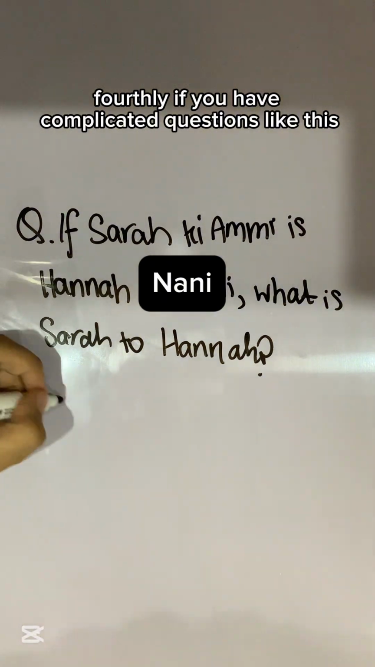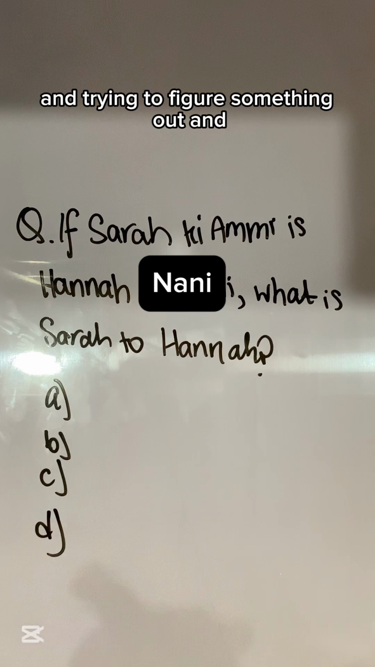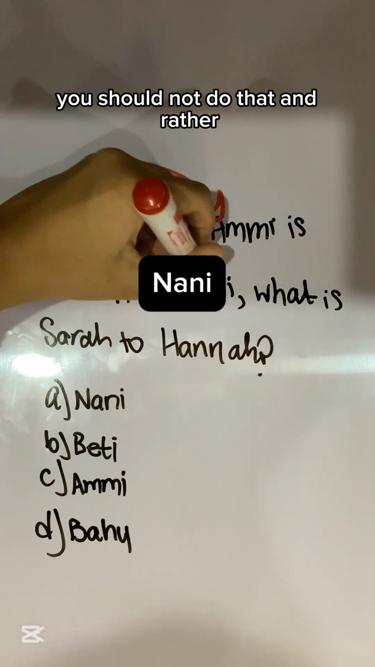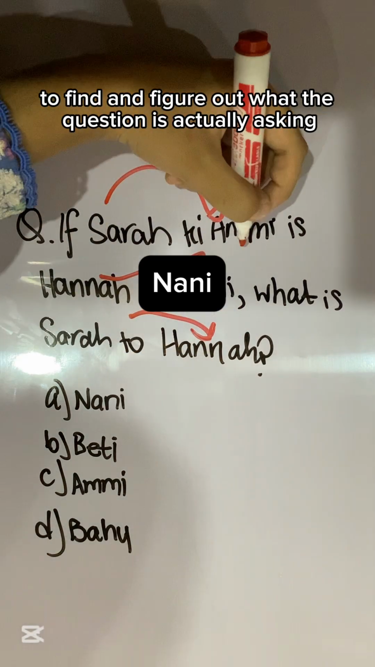Fourthly, if you have complicated questions like this, instead of drawing on your question paper and trying to figure something out and being confused by the options altogether, you should not do that, and rather you should underline the keywords given in the question to figure out what the question is actually asking.